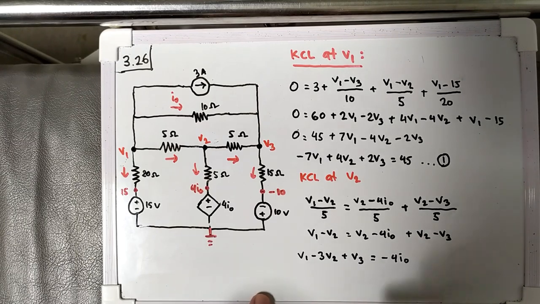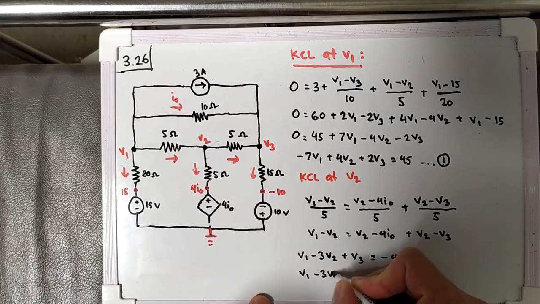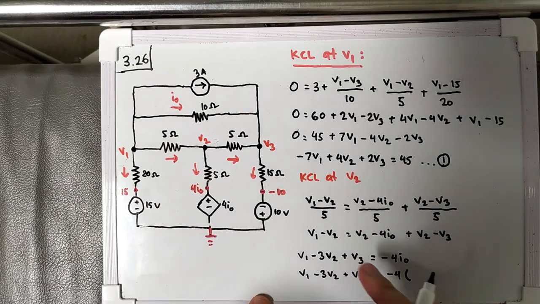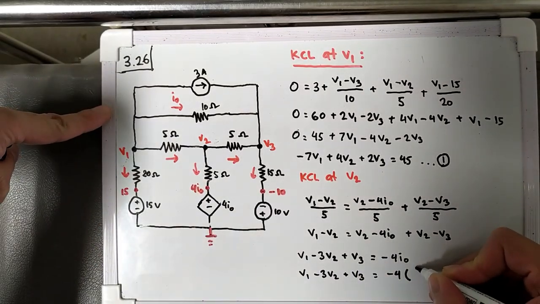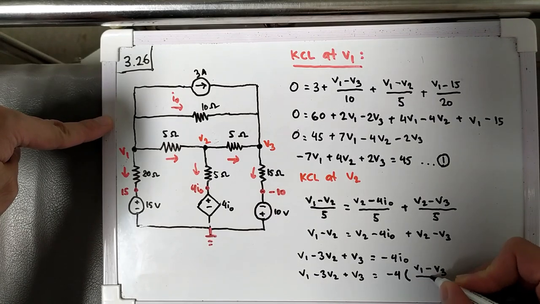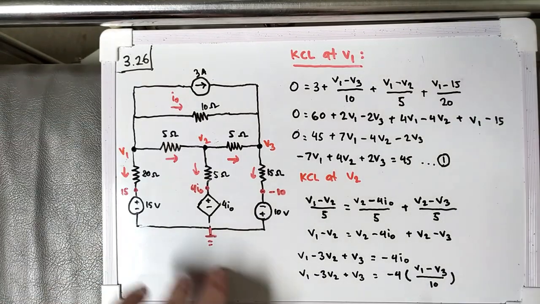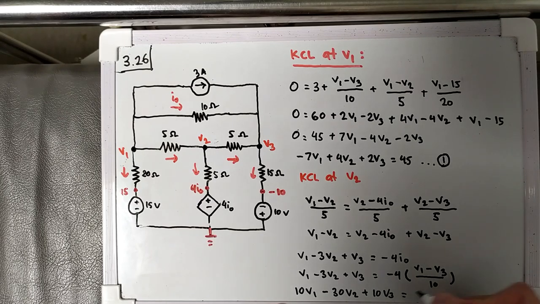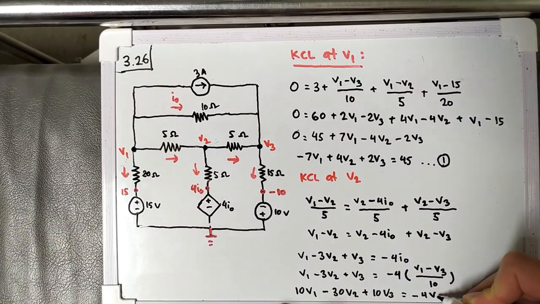But we can calculate I0, so V1 minus 3V2 plus V3 is equal to minus 4 times I0. I0 is V1 minus V3 divided by 10. And then we can multiply both sides by 10. So 10 V1 minus 30 V2 plus 10 V3 is equal to minus 4 V1 plus 4 V3.